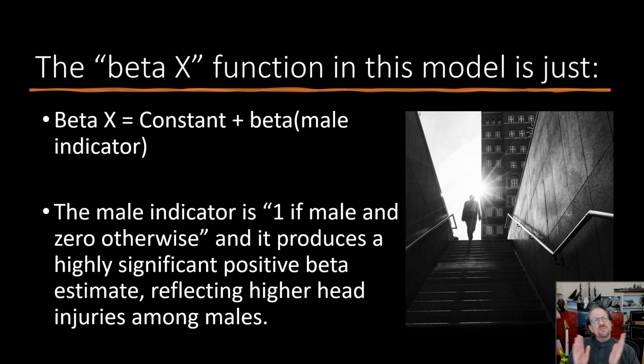The way to work this from an equation point of view is we want to define some function that captures the difference between men and women's head injury probabilities. So we can have a beta x where we have a constant term and we have a beta times a male indicator, where a male indicator is 1 if the person is male and 0 otherwise. And we would expect when we estimate this model that this beta would be highly significant and positive, indicating that if you're a man, this function will be higher and you'll have a higher probability of a head injury.